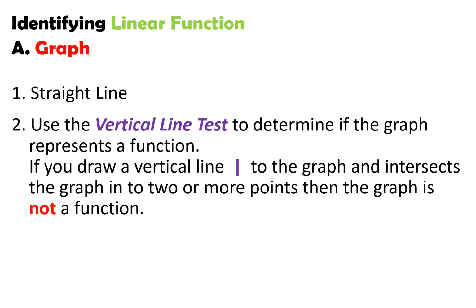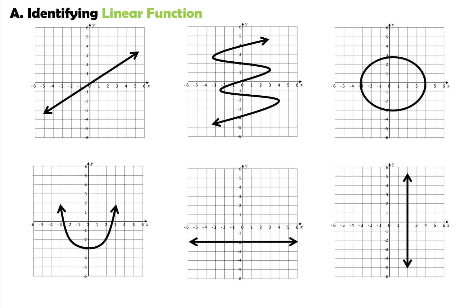To determine kung yung line natin ay function, we're gonna use yung vertical line test. Ito yung vertical line or yung line na nakatayo, no? You have to draw a vertical line to the graph. Kapag nag-intersect yung line doon sa graph ng 2 or more points, then yung graph natin ay hindi function. Para mas madali yung maintindihan, let's have an example. How do we determine if yung given na graph natin ay linear function? Una, kailangan siya ay straight line. Lahat ng mga hindi straight line, i-disregard na natin.